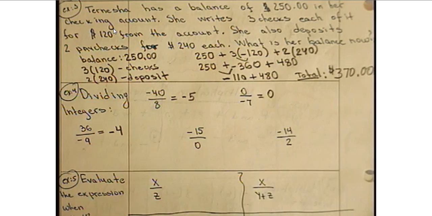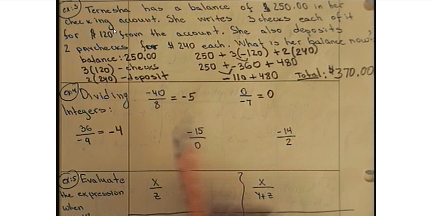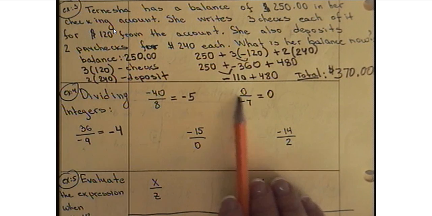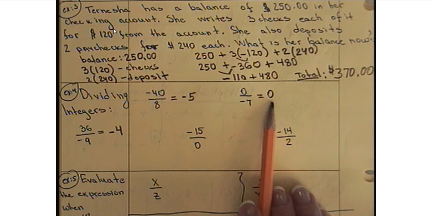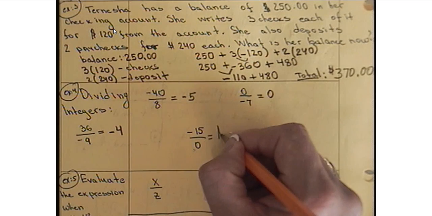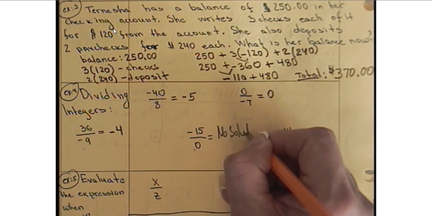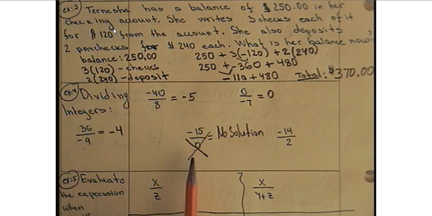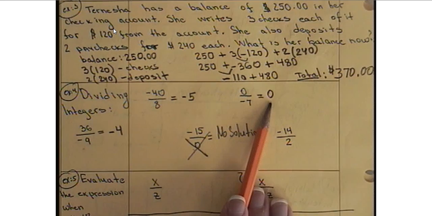Now, look at this. We have one 0 on the top here, another 0 on the bottom here. What's the difference between those two? Well, if you have 0 on the top, the answer is always 0. But if you have 0 on the bottom, this is not possible. So the answer for this example is no solution. You can't have 0 on the bottom of the fraction. Just not possible. We can't solve it. So please remember that. 0 on the bottom, no solution. 0 on the top always equals 0.